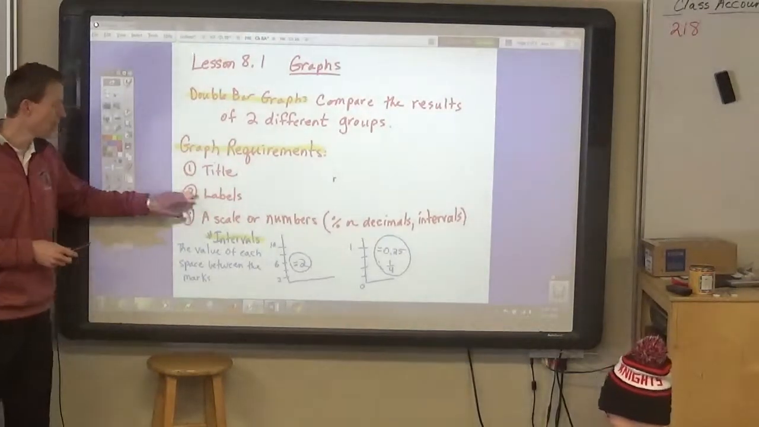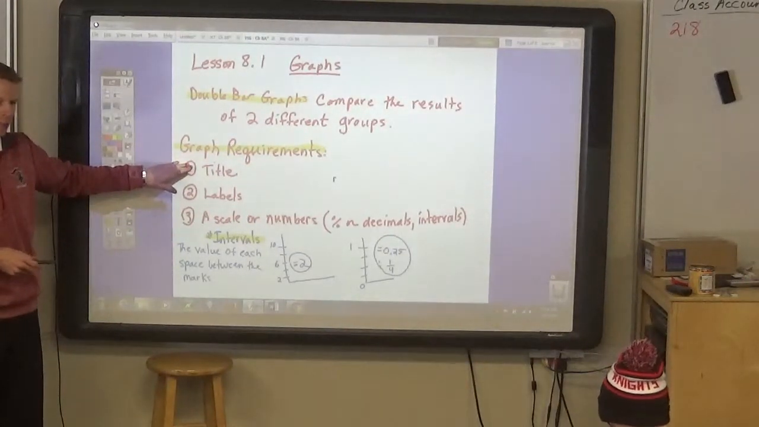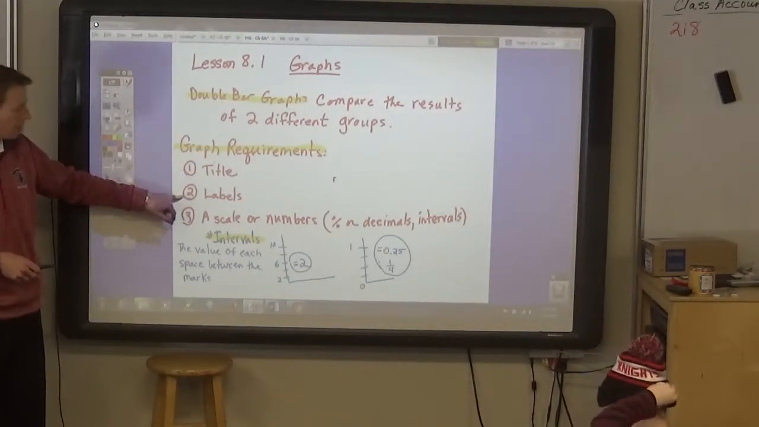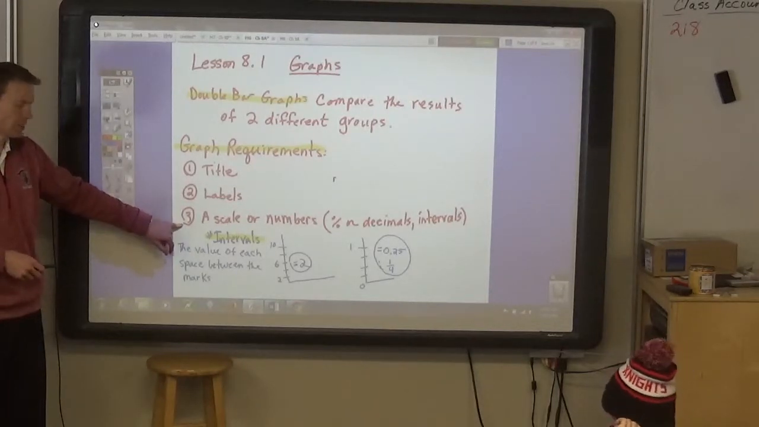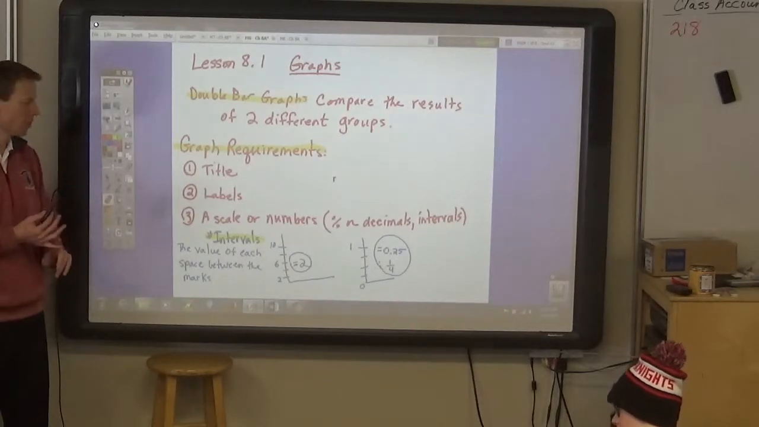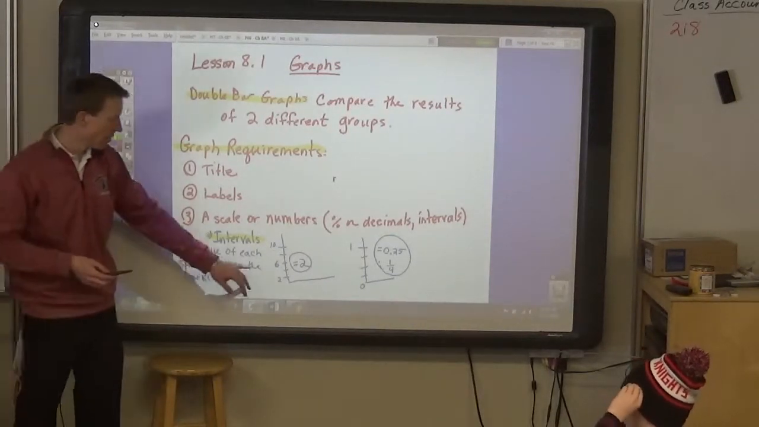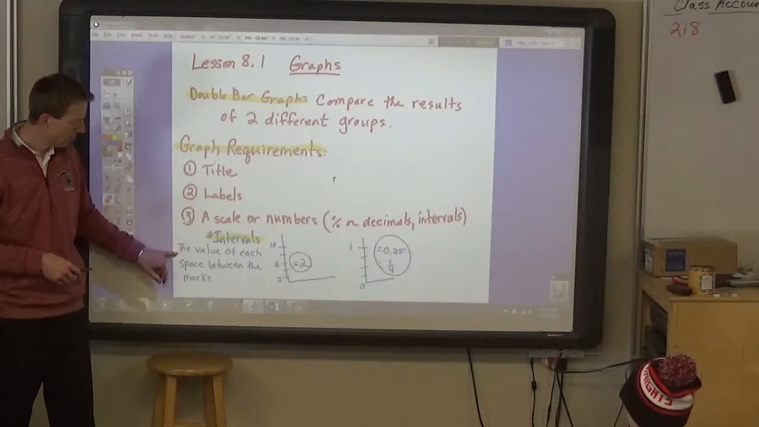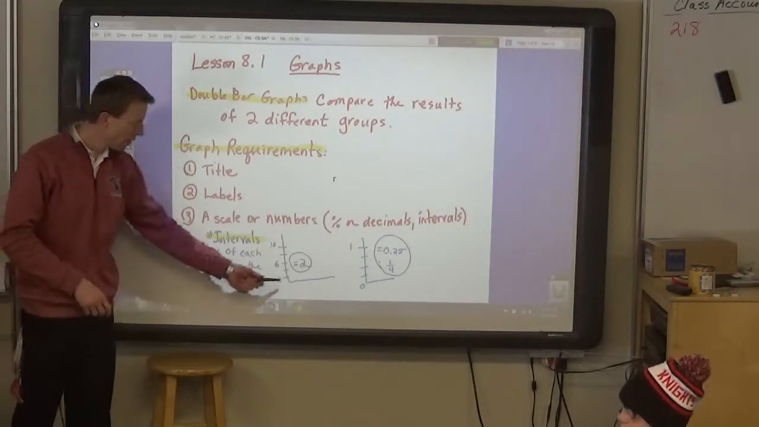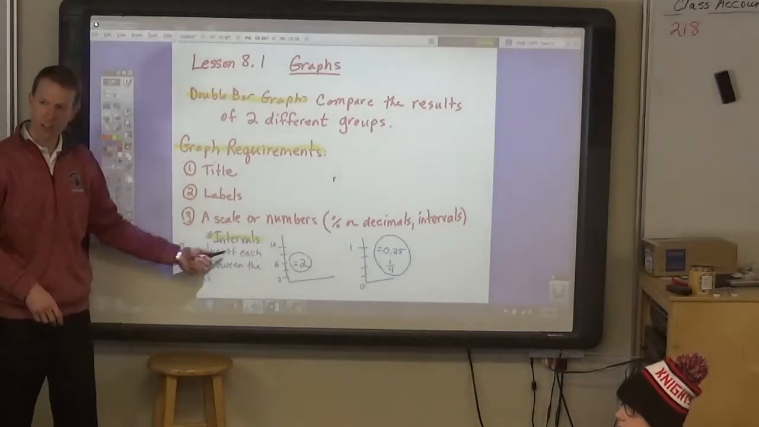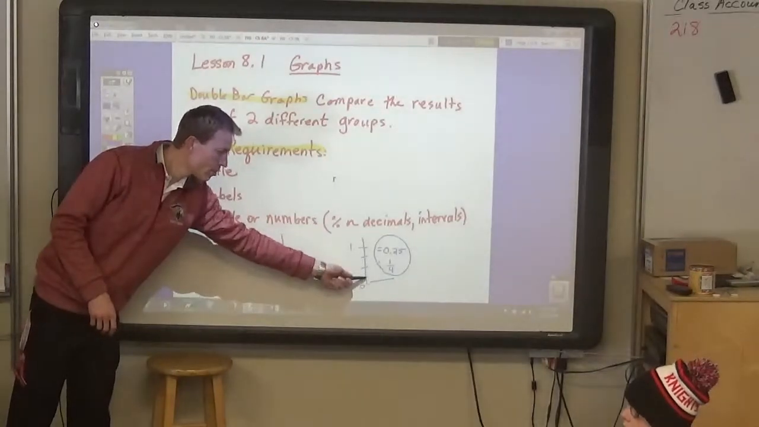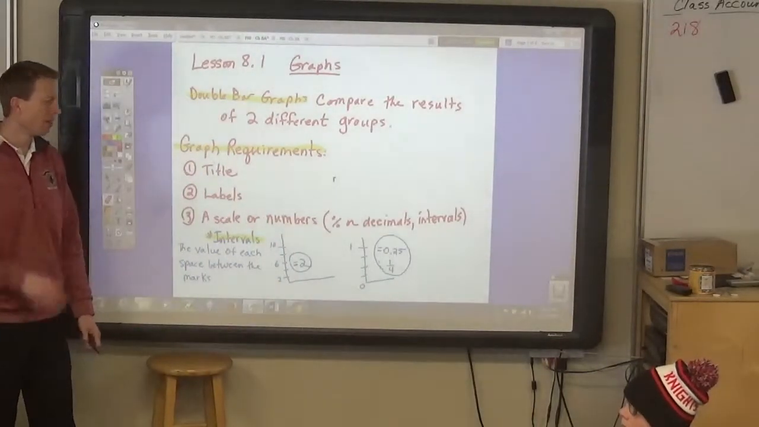It's comparing those things, and those things are labeled. Every graph that we're going to look at has to have these things: a title, labels, and some sort of a scale which tells what the numbers mean. Either they're percents, so the numbers are labeled, or they're intervals, which are what, Nate? The value of each space between the marks. Right, that's called an interval on the graph. Not the value of each mark, but the value of each space on the mark. And that's kind of a little bit different.